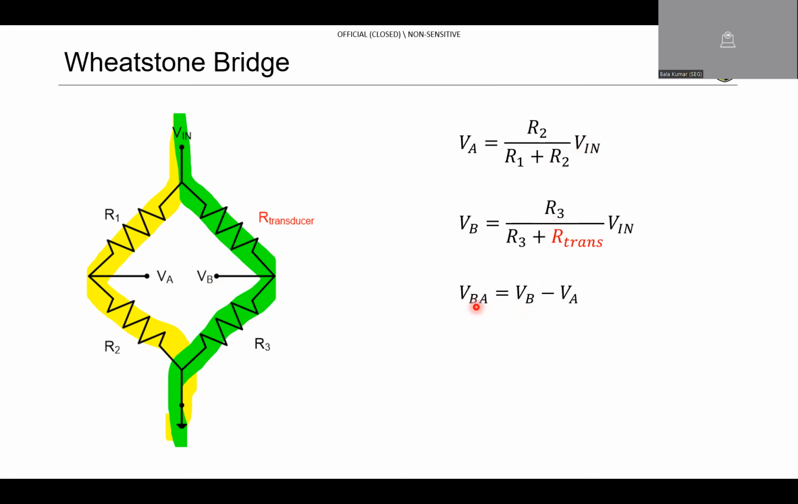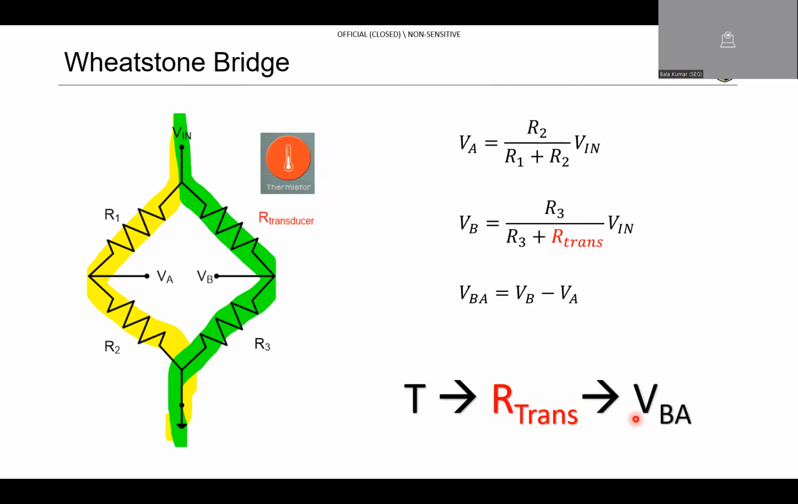We can see here that VBA is a function of the R transducer. So when the R transducer, this resistance, changes, VBA will change. If we replace the R transducer with a thermistor, then when the temperature changes, this resistance will change. And when the resistance changes, the voltage across this junction will change. By measuring this voltage VBA, we are able to determine the temperature.